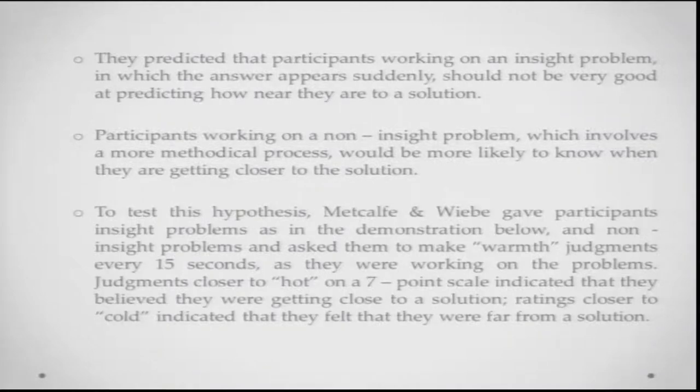They wanted to test this hypothesis by giving participants insight problems, I will just show you the examples, and non-insight problems. While these people were working on these problems, they were asked to make warmth judgments. A warmth judgment is like this: the closer you are to a solution, the higher your warmth rating will be. So, if you are very close to a solution, your warmth rating on a 1 to 7 scale could be 6 or even 7. When you are far from the solution, your warmth rating would be somewhere around 1, 2 or 3. While they were working on the solution, they were supposed to give this judgment of warmth every 15 seconds, and this is what the task was.